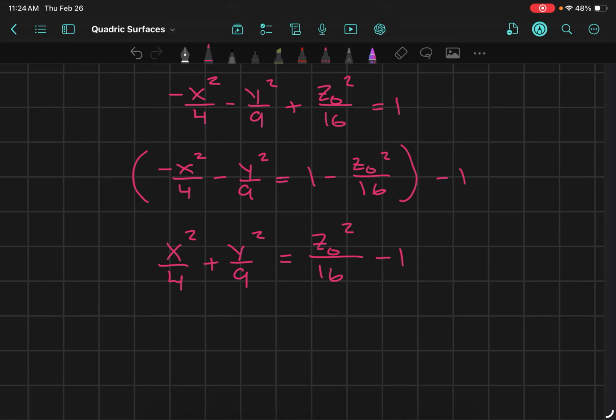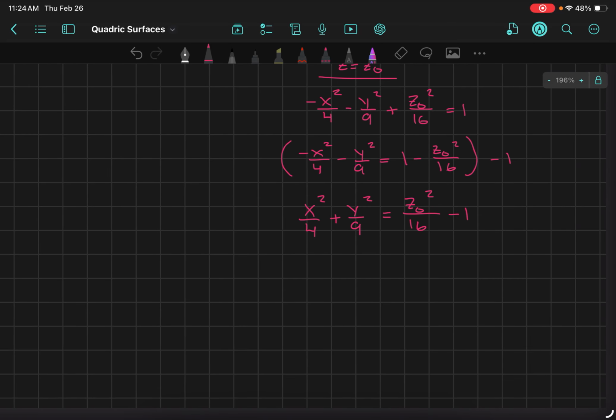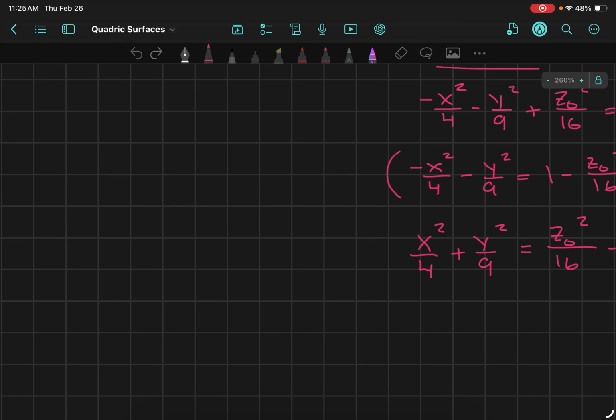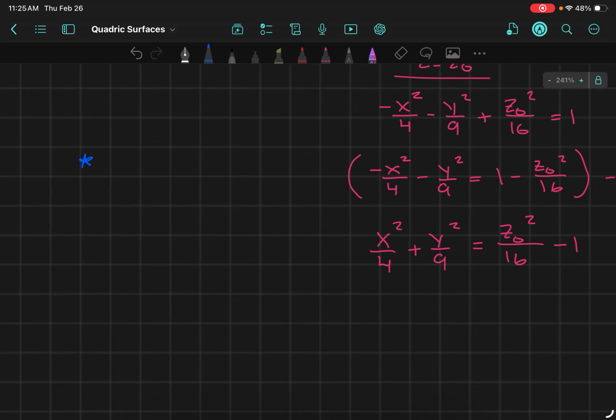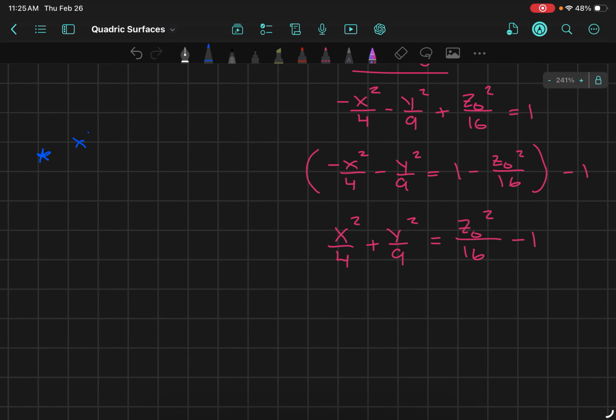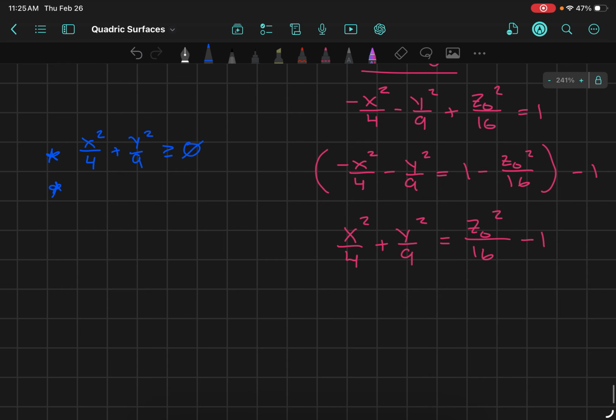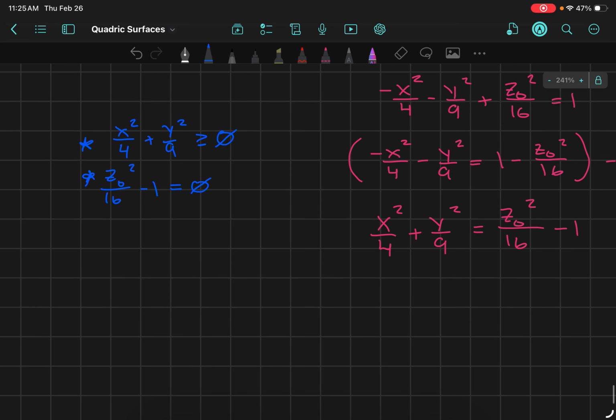That means the minimum that these can be is 0, right? So if we set z naught squared over 16 minus 1 equals 0, I'll just show the proof here. I'm not going to talk it out. I'll do this in a different color because this is just like a note. So x squared over 4 plus y squared over 9 has to be greater than or equal to 0. Meaning, we have to make sure our z naught squared over 16 minus 1 is equal to 0 at the bare minimum, okay? Let's go ahead and solve this out.